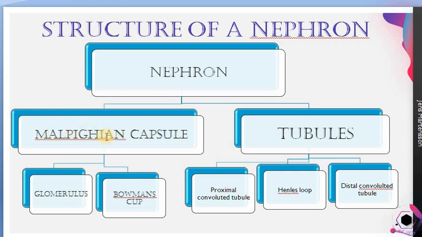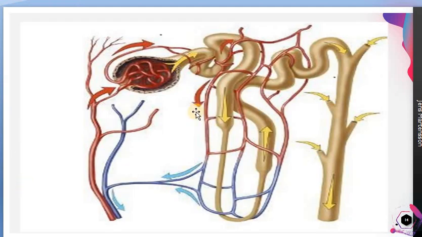The first part is the Malpighian capsule. Malpighi is the person who discovered it. The Malpighian capsule, and then the tubules, the tubules of the kidney tubule. The Malpighian capsule is composed of the glomerulus and Bowman's cup. So learn that. First, this long structure is the kidney tubule, and I said that it is divided into two major parts.